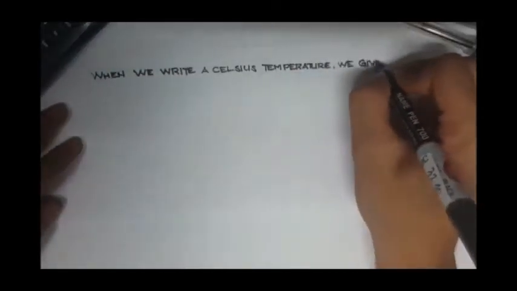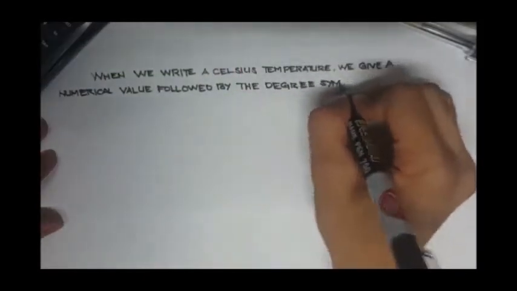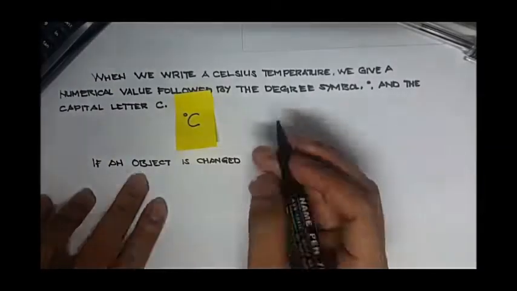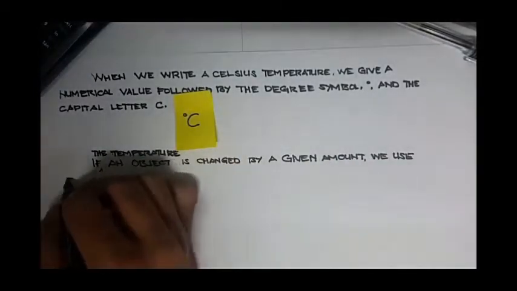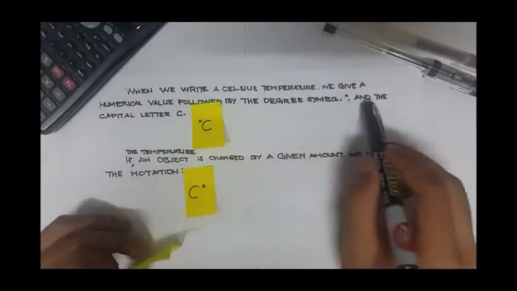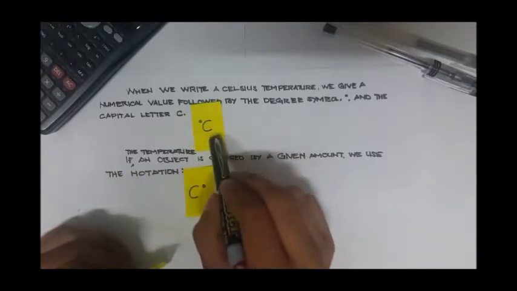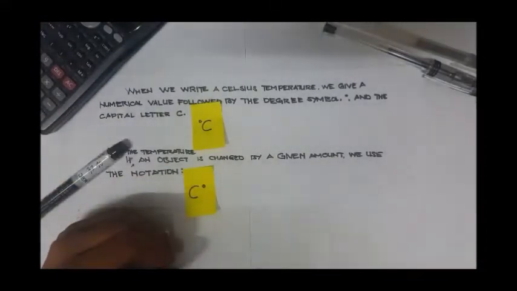When we write a Celsius temperature, we give a numerical value followed by the degree symbol and the capital letter C. For example, 5 degrees Celsius is the temperature 5 °C. On the other hand, if the temperature of an object is changed by a given amount, we use the notation C°. Thus, if we increase the temperature by 5 degrees on the Celsius scale, we say that the change in temperature is 5 Celsius degrees, that is 5 C°. This is summarized below.